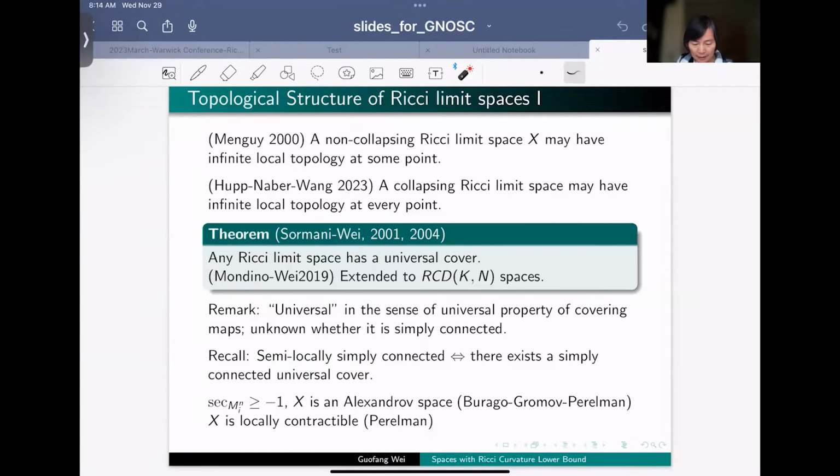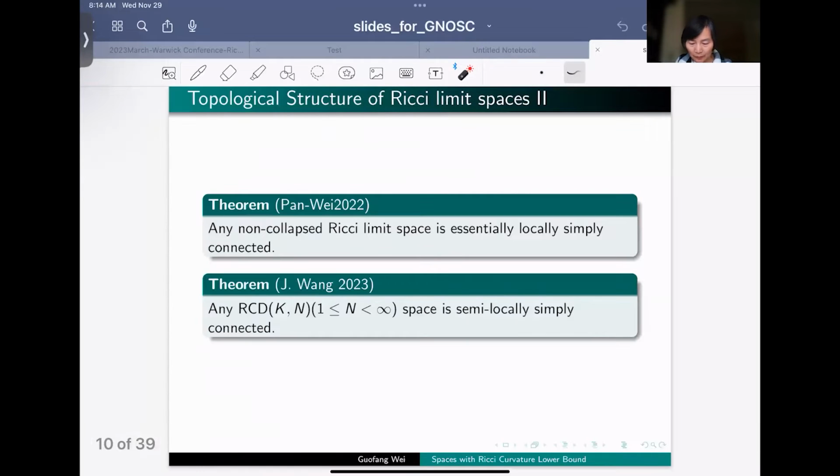Later on, Mondino and I extended this to RCD spaces. It's along the same line, just streamlining the proof. Then that's usually the result. Then recently we improved it, first also joint with Pan.